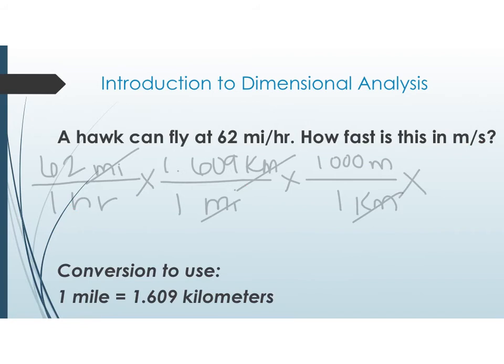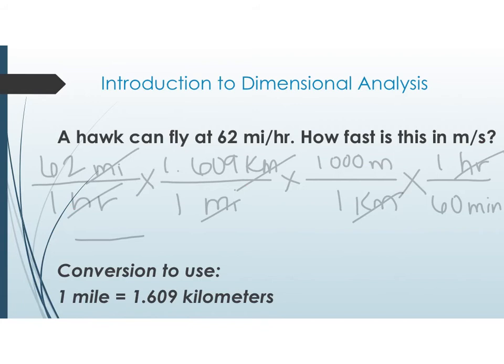Since hour was in my denominator in the given, I'll make sure that hour is in the numerator to try to cancel that out. So how can I get hours closer to seconds? Well, let's just go through minutes. So in 1 hour, there are 60 minutes. I'm going to have to come down here and continue it. So that lets me cross off hour.